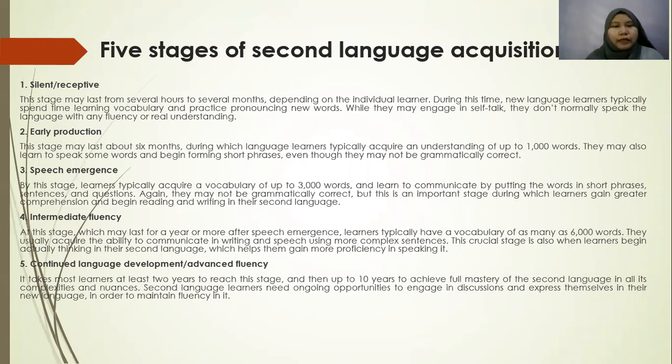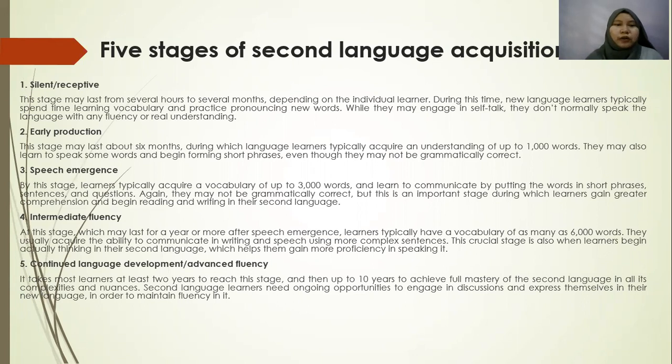Fourth is the intermediate fluency. At this stage, which may last for a year or more after speech emergence, learners typically have a vocabulary of as many as 6,000 words. They usually acquire the ability to communicate in writing and speech using more complex sentences. So in this stage, they are able to use complex sentences. This crucial stage is also when learners begin actually thinking in their second language, which helps them gain more proficiency in speaking it.